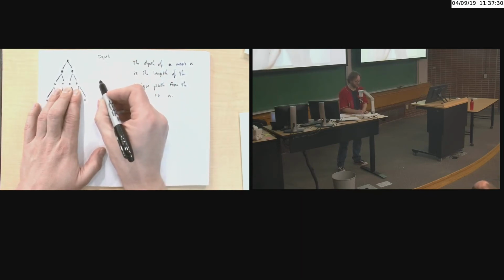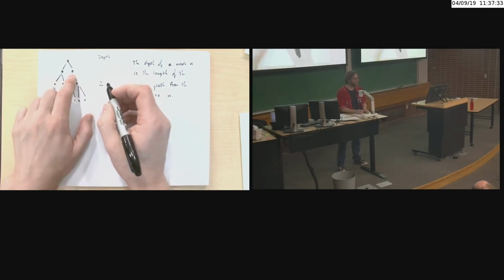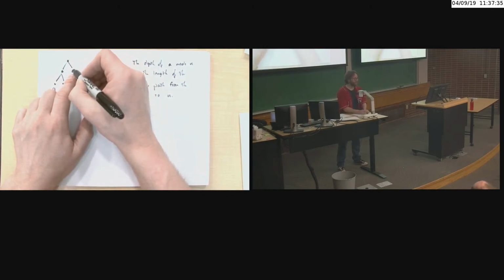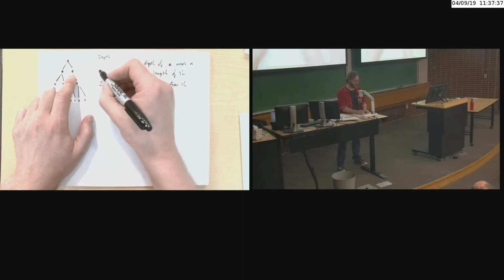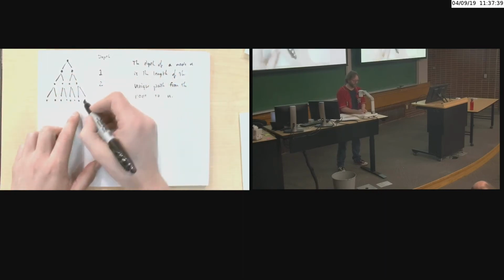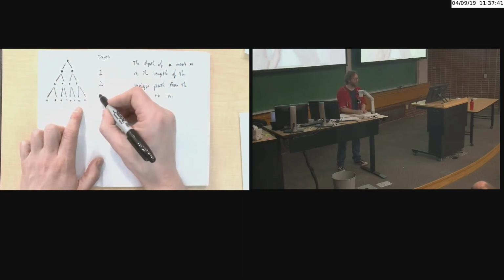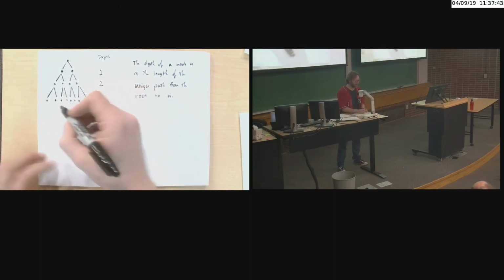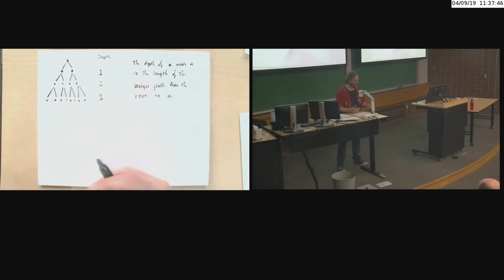At this level, it's going to be 2. What about this node right here? What's the depth of it? You just have to go 1 to get to it, right? What about these nodes down here? They're at depth 3. And if I had another level here, then it would be depth 4, depth 5, depth 6, etc.